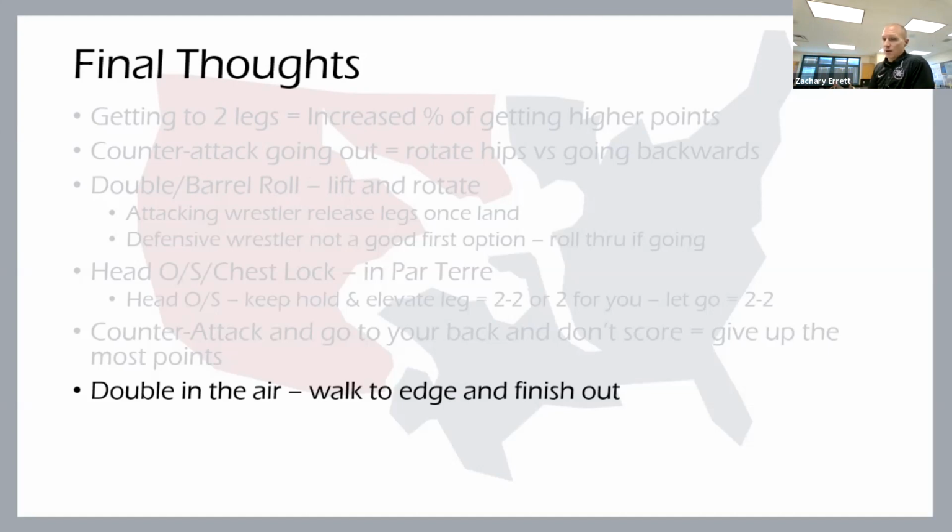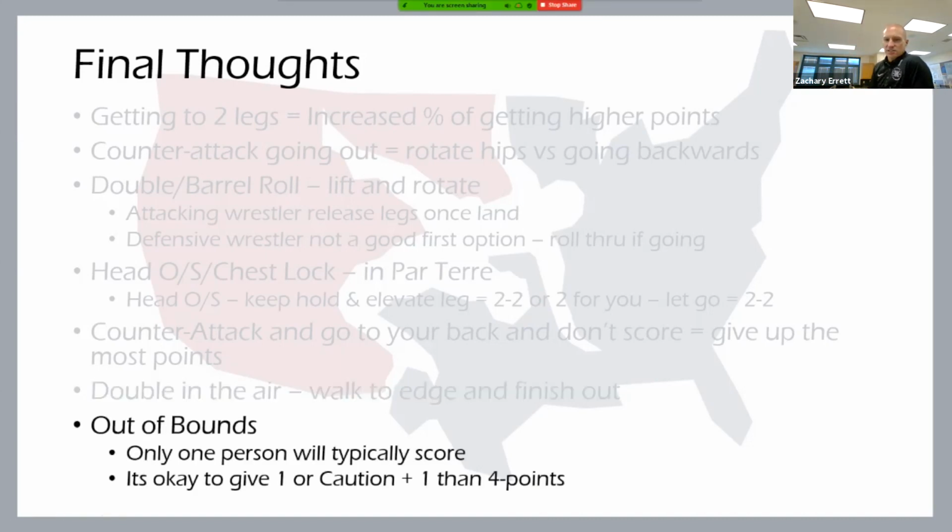I typically do that anyway with single legs. I get a single leg up on the edge, I'm walking to the edge, going to finish going out of bounds because the minimum I'm going to get is 1 point on that. And maybe I can get 2 or more. But doubles, if I get a double up in the air, I'm not going to finish that in the center of the mat typically. I'm going to walk it to the edge, cartwheel it out. That way there's no chance for counterattack.